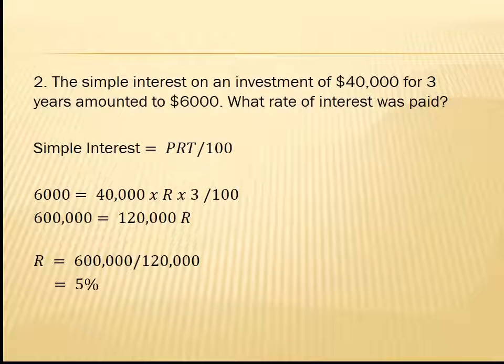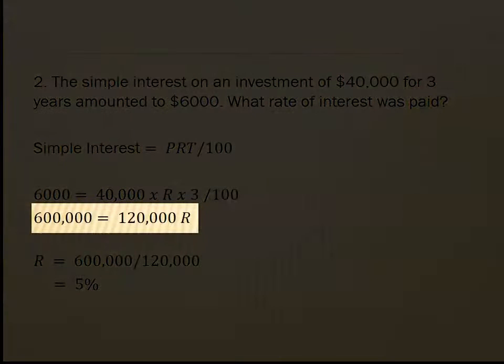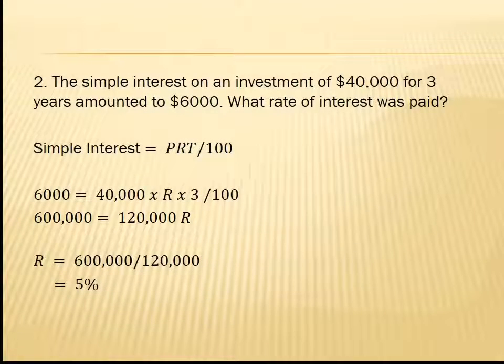So to get rid of the 100 on the right side, we know we have to multiply by 100 on both sides. So we would get 600,000 is equal to 120,000 R. That's when we multiply the 40,000 by 3. And to find R, all we need to do is divide by 120,000 on both sides. So R is equal to 600,000 divided by 120,000, and this would give us 5%. So the rate would be 5%.